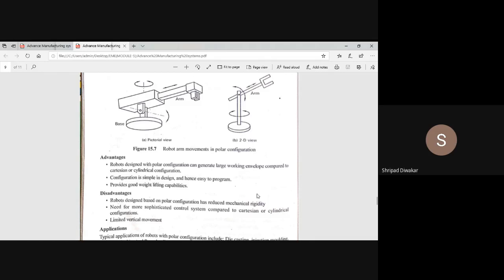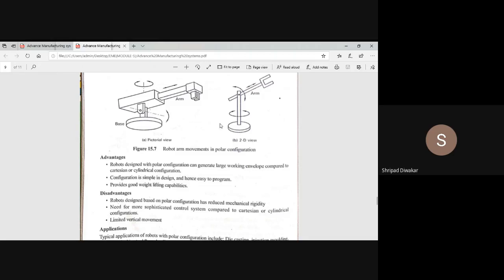Next, the advantages of the polar configuration robot. Once again we'll get the larger working envelope, larger working area, which is available in the case of polar or spherical configuration system. The second one, this kind of configuration is very simple in design and easy to program. Programming is simpler and easy. And it produces good weightlifting, so we can do heavy weightlifting in the case of polar configuration.